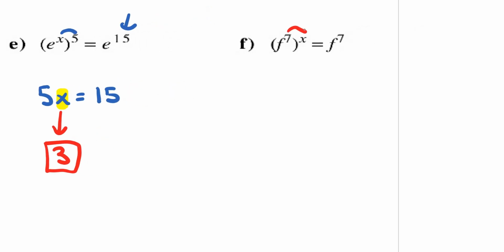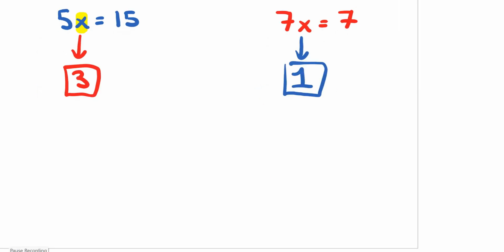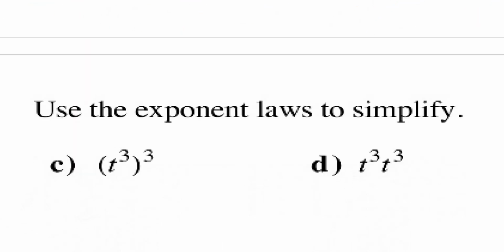Same thing over here, using the power to power law. So 7 times x, which is 7x, has to equal the power on the right-hand side. And ask yourself, 7 times what will give you 7? That means x should be 1, right? 7 times 1 gives you 7. Okay, so that's it for that particular problem. And let's continue moving on with the rest of this homework video guide.